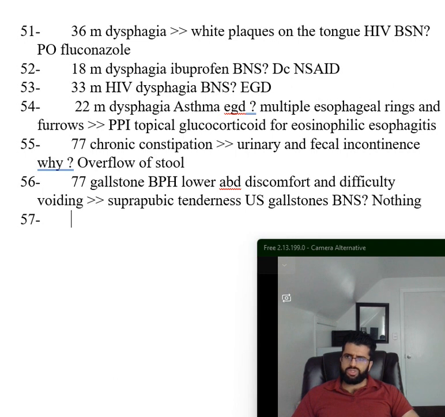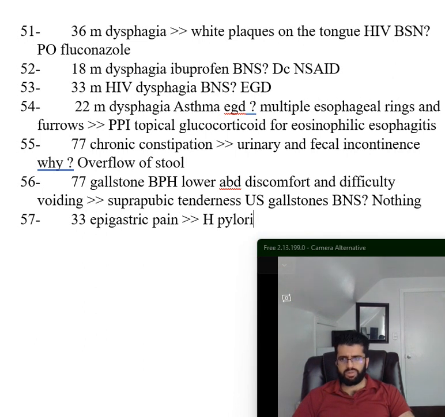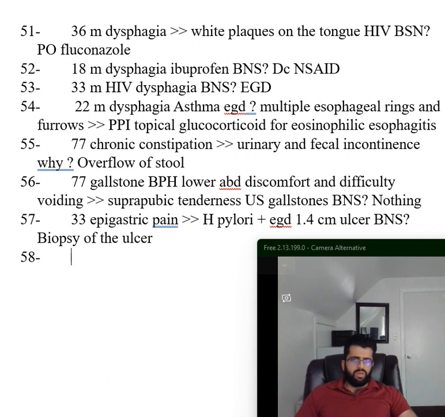Now you see somebody who's 33 years old came in with epigastric pain. So you test for H. pylori, positive. You do EGD. There is a 1.4 centimeter ulcer. They ask what's the best next step. Do you biopsy or not? Of course you do biopsy. So you do multiple biopsies of the ulcer. That's the question they're asking about.